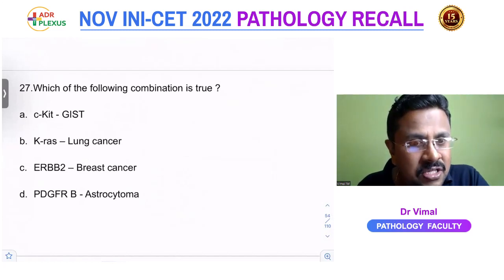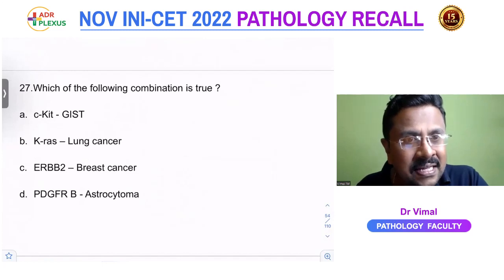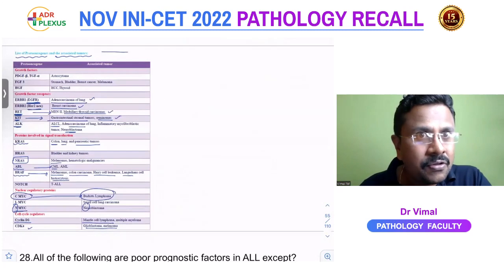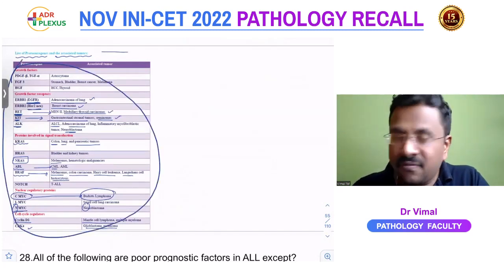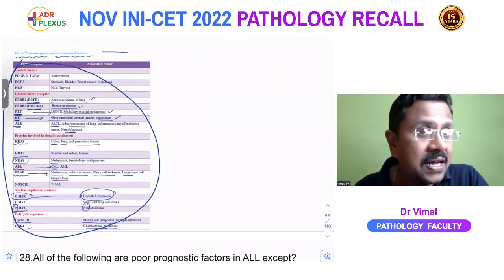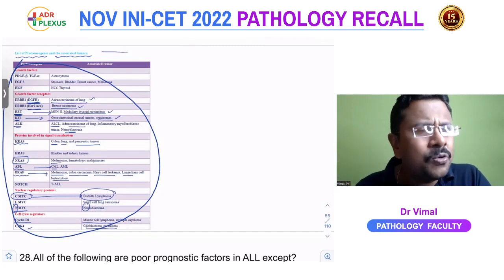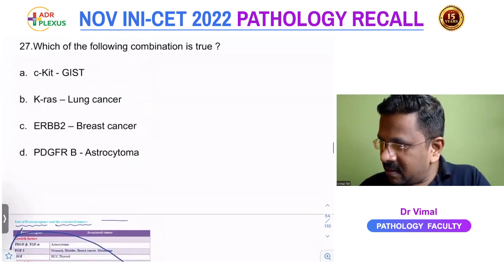Which of the following combinations is true? They have given you the list of proto-oncogenes and the cancers seen with them. I have given you the table in the workbook, and almost all 4 options came from this combination only. This is a really high yield topic, and in every exam they ask at least 1 or 2 questions. Definitely you can solve it if you go through this table. So let's see here.